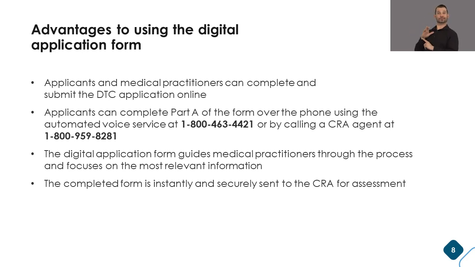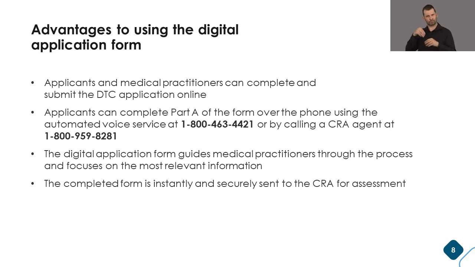If the applicant does not have online access to the CRA's My Account, they can start the application over the phone. Part A, the applicant's portion of the form, can be completed using the automated voice service or by calling a CRA agent. The digital application form was streamlined to guide the medical practitioner through the DTC application process. Only relevant questions are asked based on a category of impairment. And finally, the form is securely sent directly to the CRA for assessment, avoiding any mail delays.